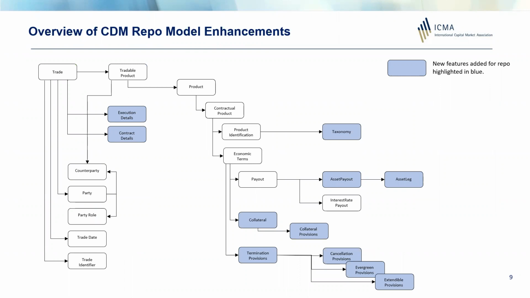The existing ISDA CDM for derivatives was extended to include repo-specific data types, attributes, and processes. The existing interest rate payout that was used for derivatives was reused for the cash side of the repo transaction. A new payout called asset payout was added to define the collateral side of the repo transaction. Other enhancements include termination provisions for early terminations, evergreens, and extendables, and a new taxonomy structure for asset classification and functions for lifecycle events.